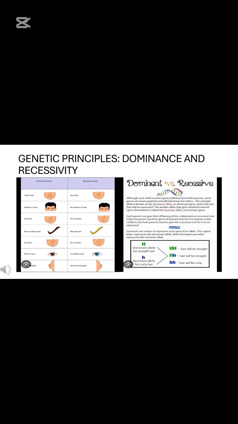A recessive allele is weaker. Its trait appears only when both parents pass it on. For example, brown eyes are dominant over blue eyes, and curly hair is dominant over straight hair. These principles explain how siblings can look different even with the same parents. The combination of dominant and recessive genes creates genetic diversity.